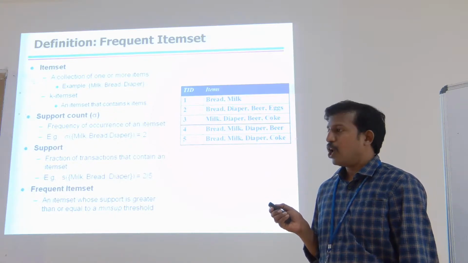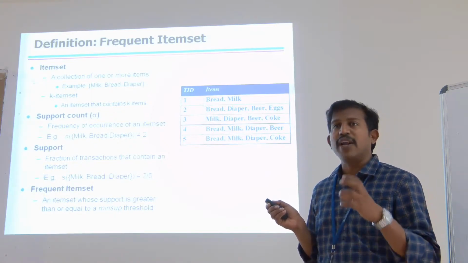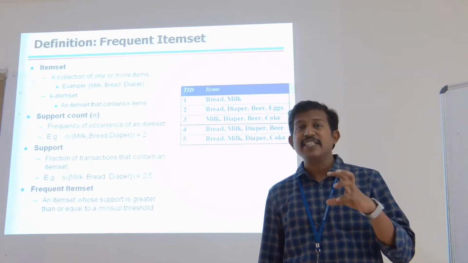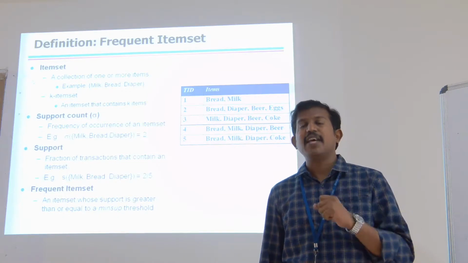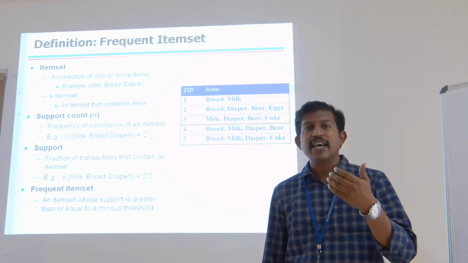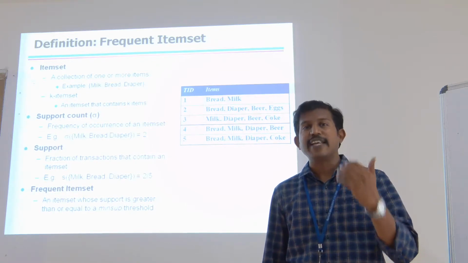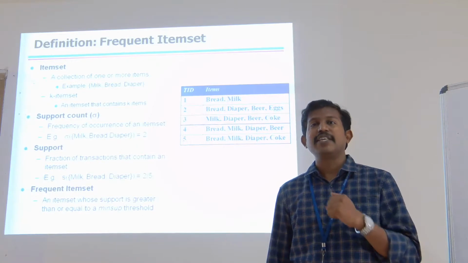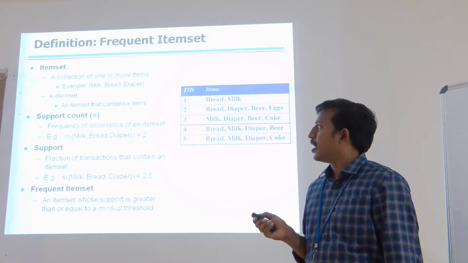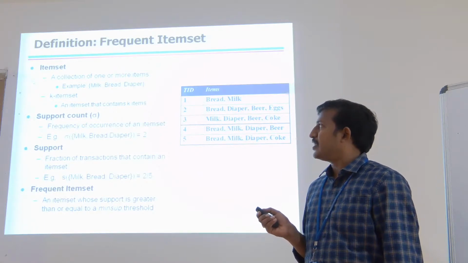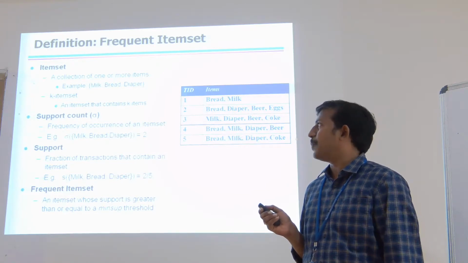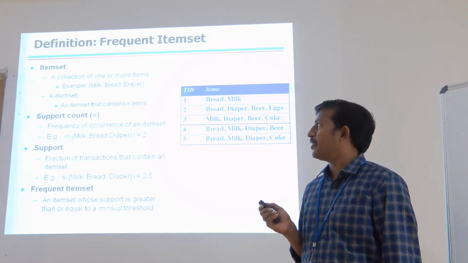Next, if the item set consists of only one item, then we call it a 1-item set. If the item set consists of two items, then we call it a 2-item set. Generally, if the item set consists of k items, then it is called a k-item set. We will use this notation in the algorithm. A k-item set consists of k items. That is a fundamental concept of association rule mining, the item set.